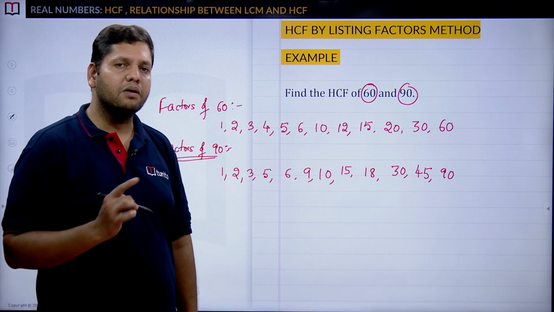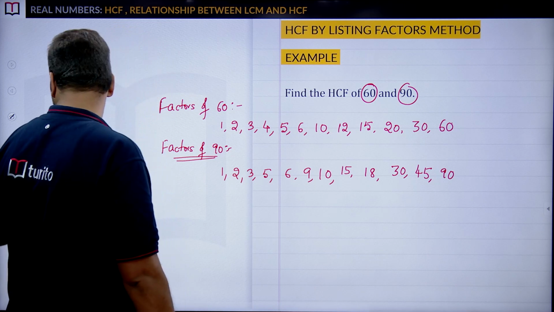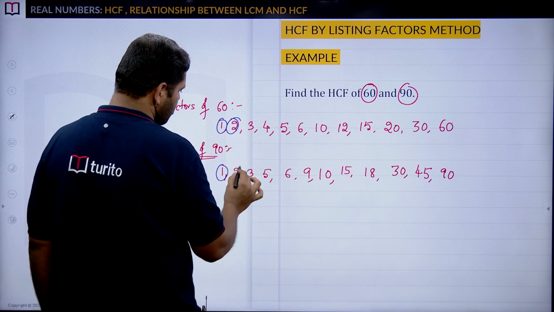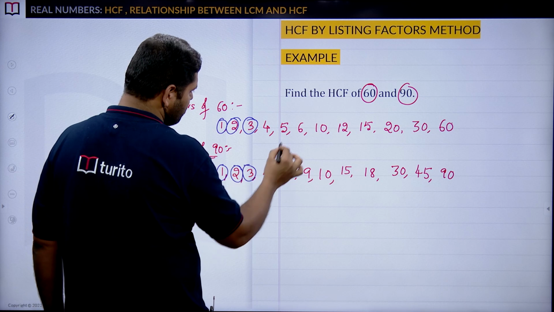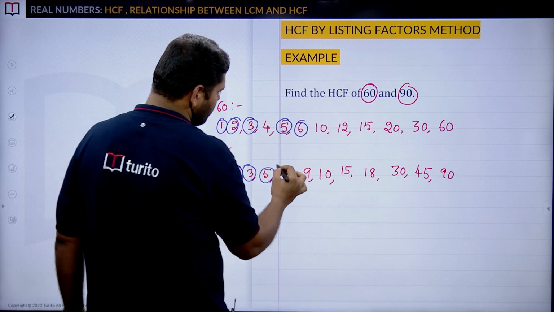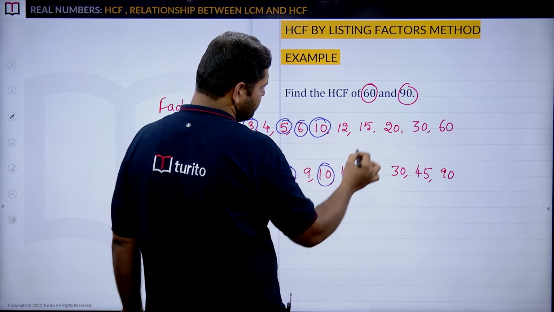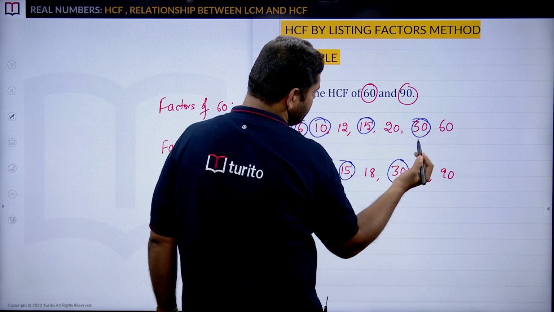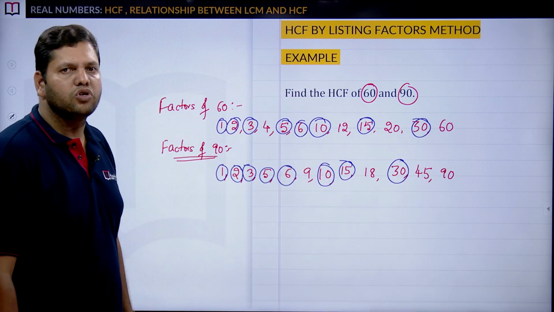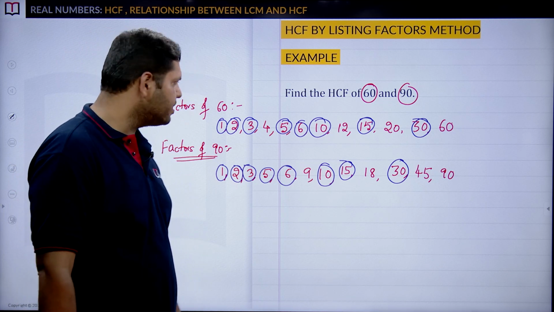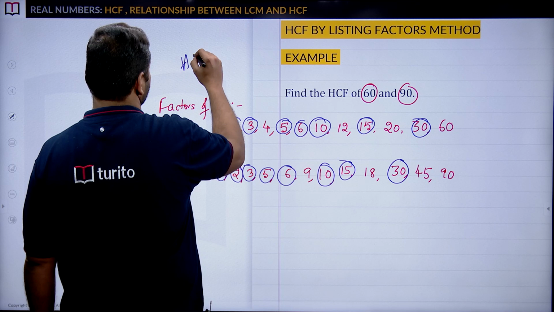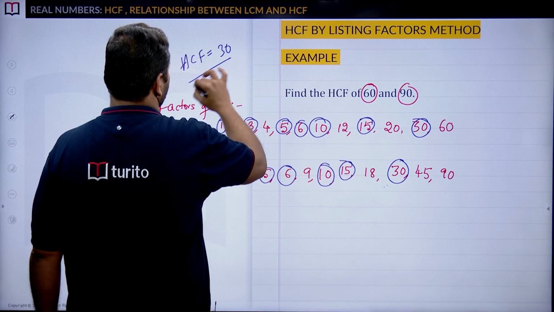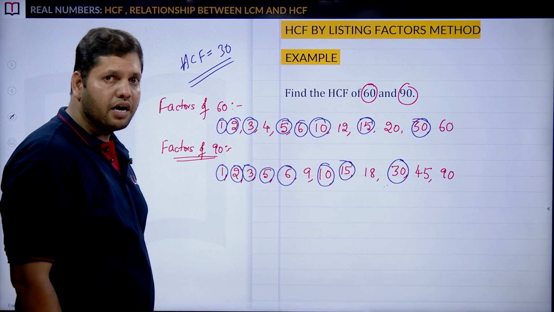Now, among them, just pick up the greatest one. First, I am picking all the common factors. Now, tell me which is a common factor. So, 1 is a common factor, 2 is a common factor, 3 is a common factor, 5, 6. Next, we can say 10 is also a common factor, 15 is also a common factor. We can take 30 also as a common factor, isn't it? Okay. So we can say children, these are all the common factors, but among them, what is the greatest one? The greatest one is 30. So 30 is the HCF of 60 and 90.